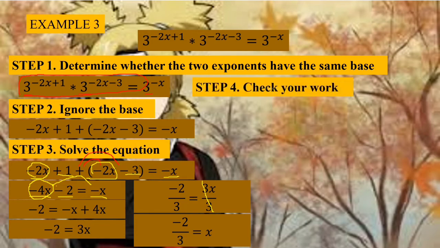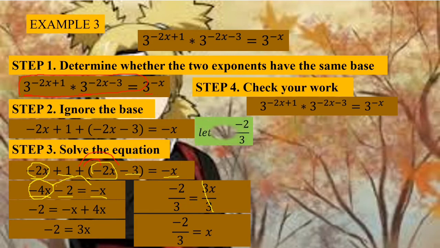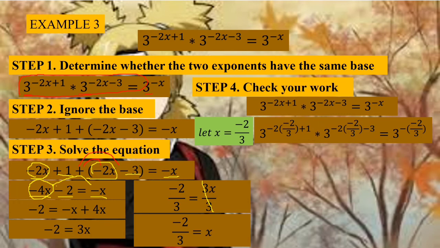Next, step 4, check your work. So, ganyan lang. Ang ginawa lang natin dito is kokopyahin mo yung equation na sinosolve natin, tapos yung nakuha mong x, isa-substitute natin dun sa x natin. So, ganyan lang siya, class. So, 3 raised to the power of negative 2 times negative 2 over 3 plus 1 times 3 raised to the power of negative 2 times negative 2 over 3 minus 3 is equal to 3 raised to the quantity of negative 2 over 3.